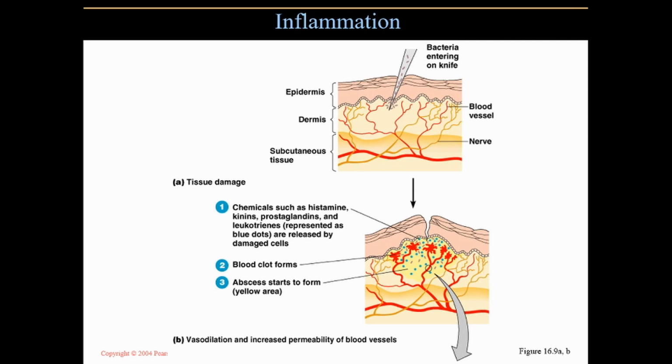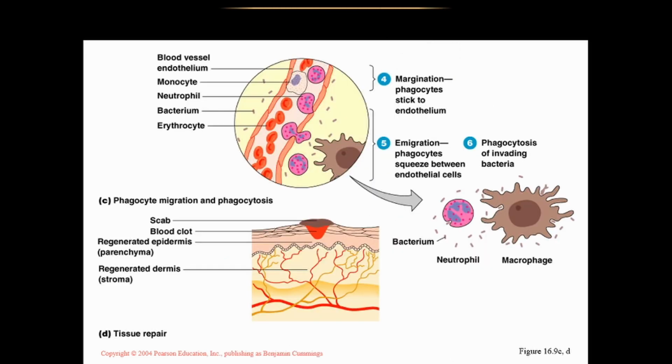You can see here that okay, so we have this unfortunate event: bacteria enter the skin on a knife. Ouch! As a result, the bacteria and the damage to the tissue cause the inflammation, cause the release of histamine, and as we were just looking at, kinins, prostaglandins, and so forth, and that leads to the swelling and puffiness of the tissue. And now, as a result of this vasodilation and increased permeability, we have all of these white blood cells able to get to the site of the damage, where they can leave circulation, as you see the emigration, where the phagocytes are squeezing between endothelial cells, and the margination, where they're sticking to the endothelium, which enables them to get out of circulation.